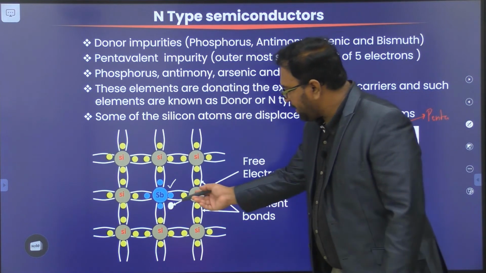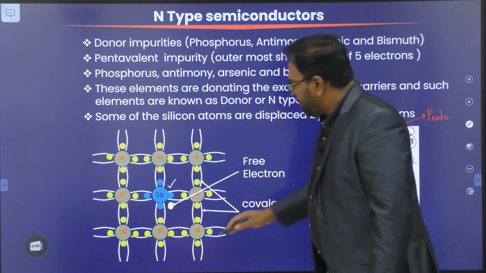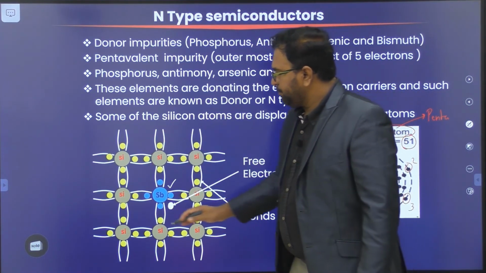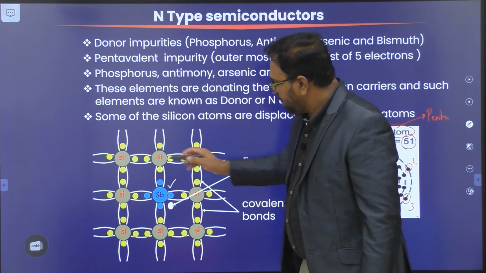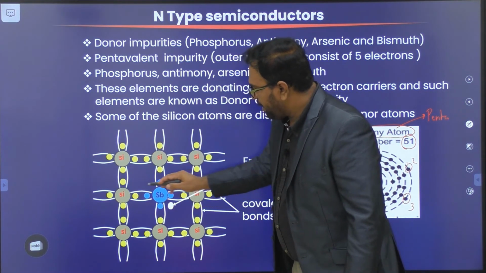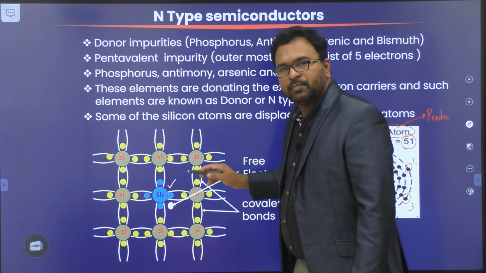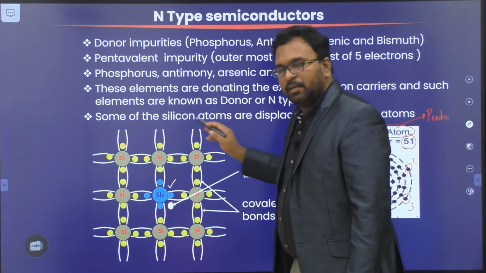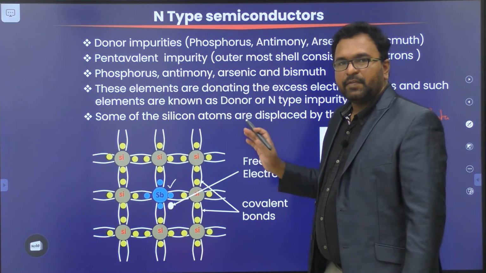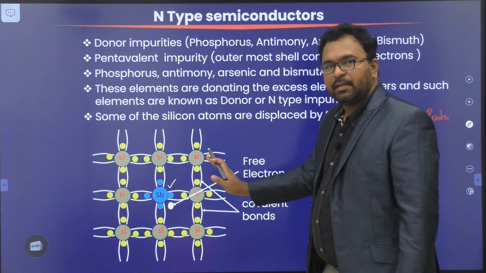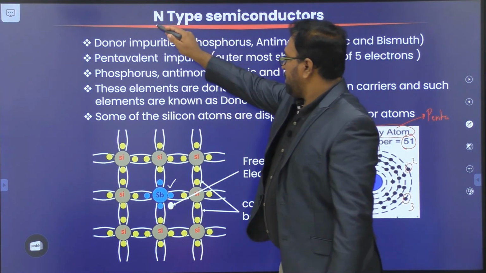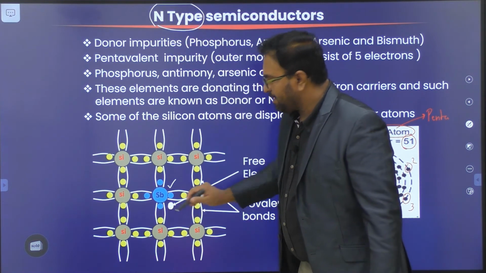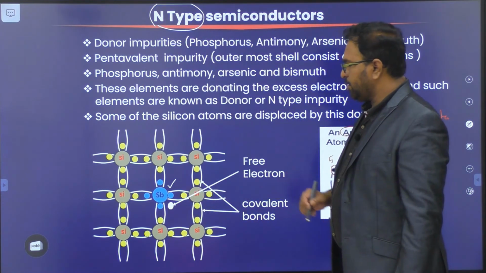It contains excess electrons. And we call this an impure semiconductor or extrinsic semiconductor, because here one impurity has been added. All are not silicon atoms. We have added an impurity. And what is the type of impurity here? Pentavalent impurity. That's why we call it an n-type semiconductor. This is an n-type semiconductor because it contains excess electrons or free electrons.